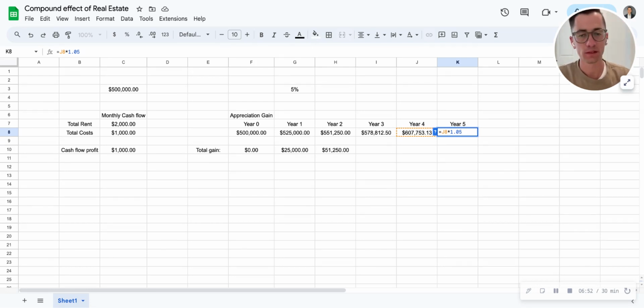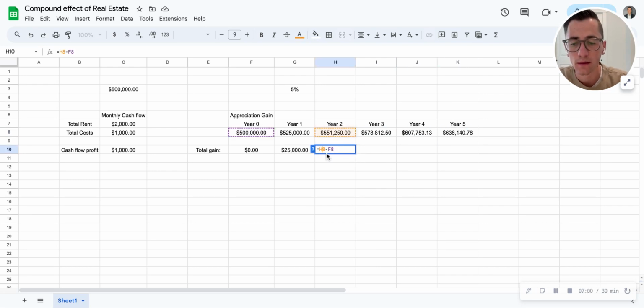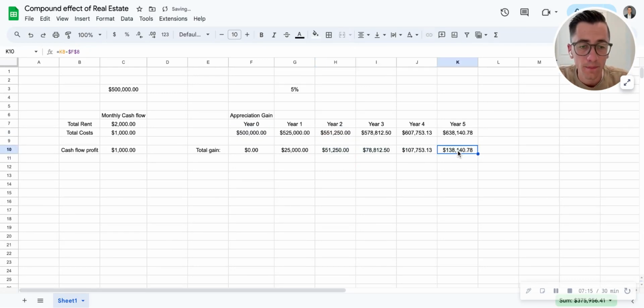Okay. Small gains at the start, big gains as you keep holding and you keep letting that appreciate. So I'm going to continue out this formula here. Okay, so now we're going to keep dragging this through, and you can see by the end, if you were to hold that house, you buy it for 500,000, and now it's worth 638,000.